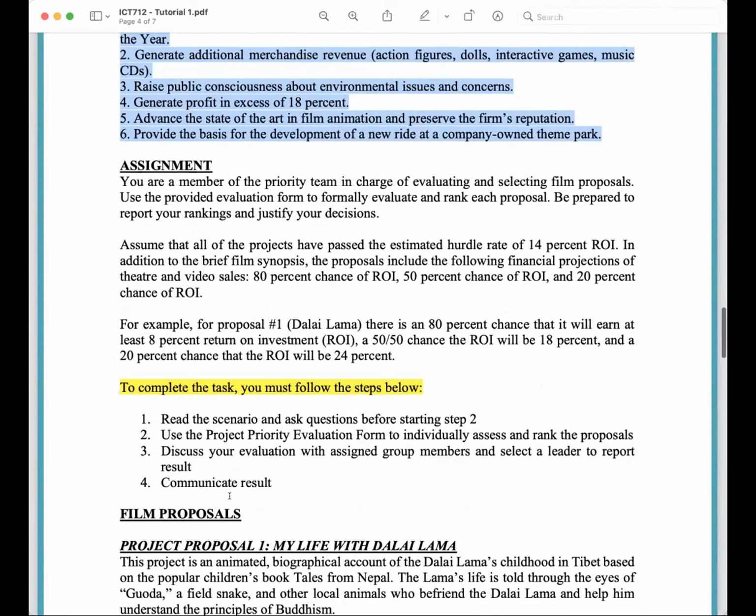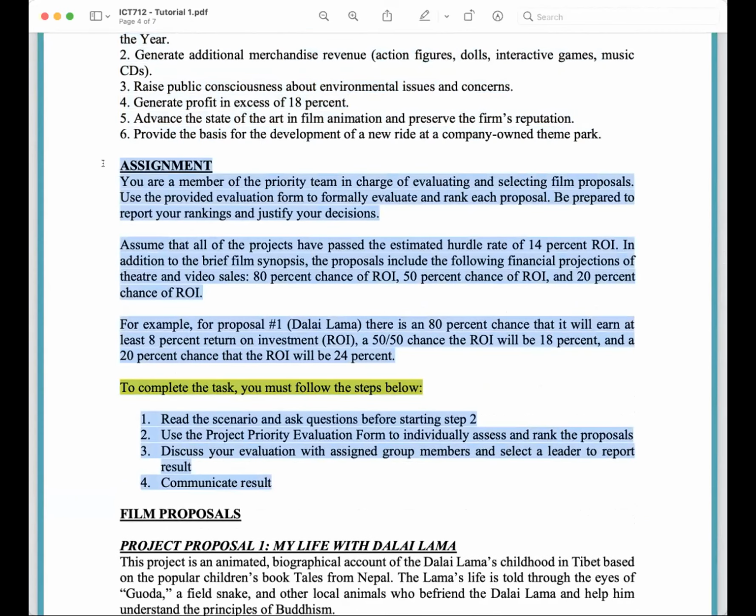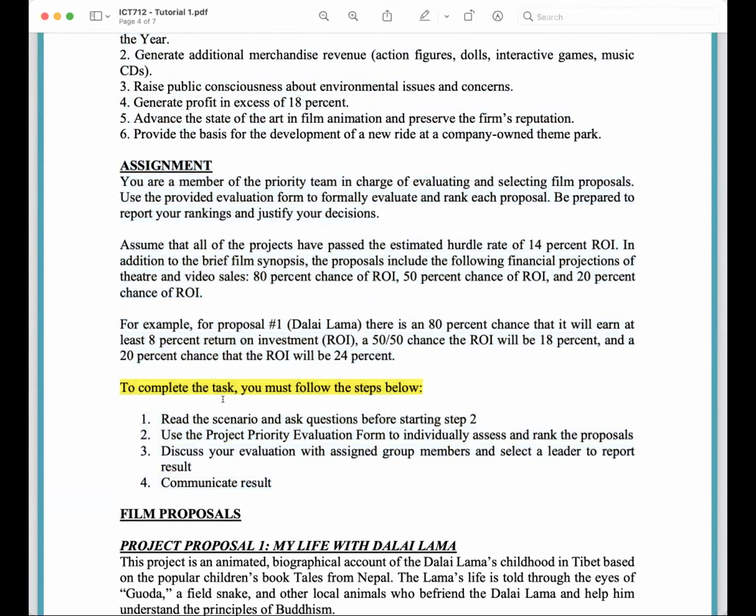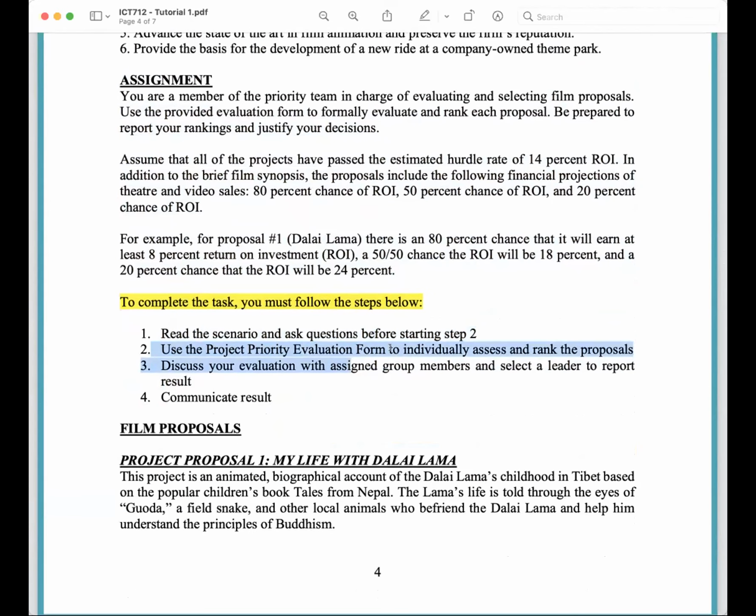This is your assignment. It's saying, I want you to prioritize each of these projects that are available here. So the way you evaluate them, you need to read each scenario and ask questions before starting step 2. You need to use the priority evaluation form to individually assess and rank the proposals. You're not going to do that in a group, but you need to go and discuss the results.